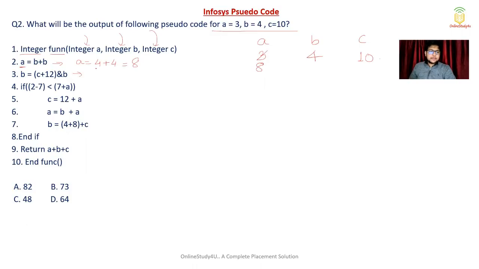Then my b is updated to c plus 12 and b. What is the value of c? That is 10 plus 12 and b. The value of b is 4. So this is 22 and 4. Let's compute this value. So first let me tell you about the bitwise AND operator. 1 and 1 gives me 1. In all other cases, I receive 0.